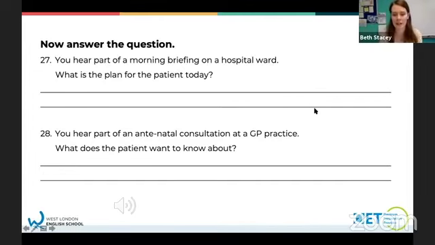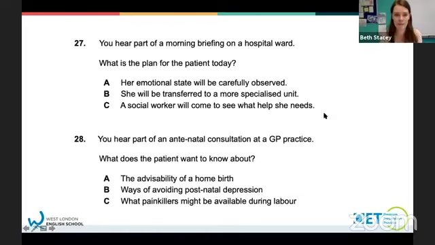Okay, hopefully you managed to answer those. So here are the actual questions that you would get in the exam. I'll just give you a little bit of time to read through the options and choose what you think would be the correct answer.